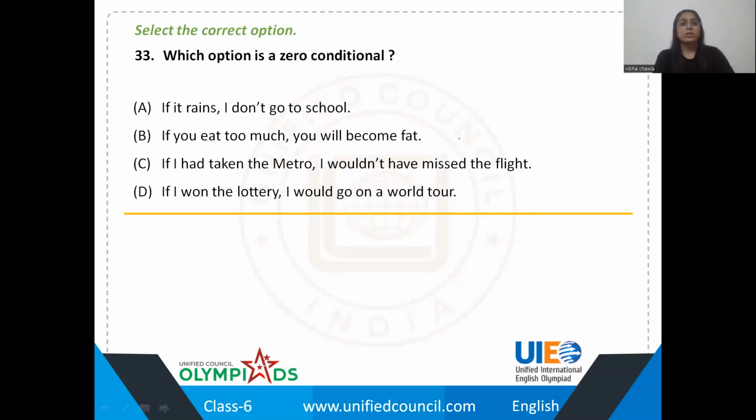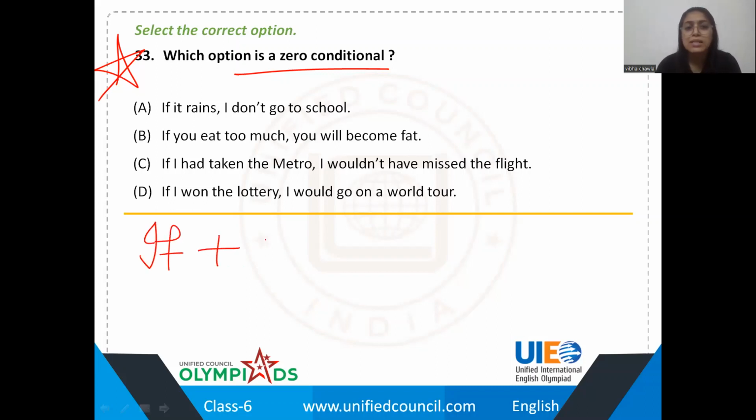Okay, in the next question, this is very, very important. This is from conditional. You have to select the correct option, and you have to pick that option which is a zero conditional. Now, firstly, before answering this question, you should know what is the right condition for zero conditional. And that is, if clause has V1 in it, that is simple present tense. Another clause also has V1 in it, that is simple present tense in both the clauses.